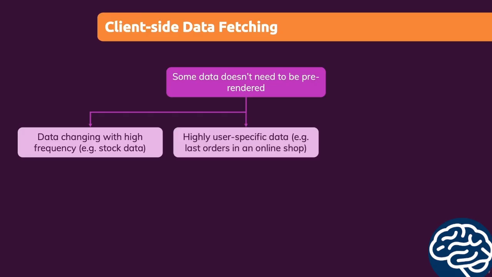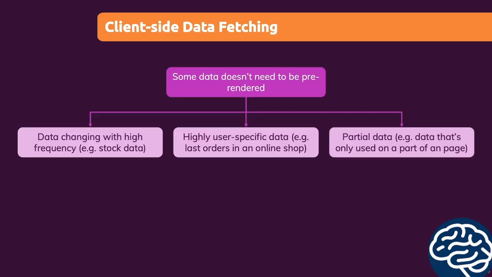Another example would be highly user-specific data. For example, the last orders in an online shop. If you are in your account, in your user profile, and you view that data, that could be an example where we don't really need to pre-render the page. Definitely not for search engines, because they won't see your private profile, and also not necessarily for the user experience, because if we go to this page, we might be more than fine with just waiting a second for the data to be loaded on the client. And having a quicker navigation to the page might be more important than having the data available right from the start.